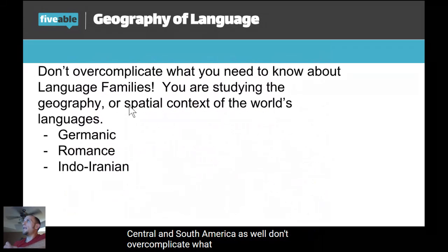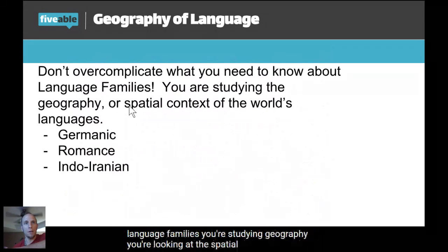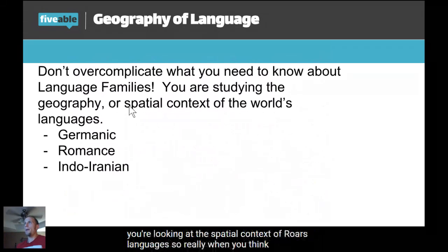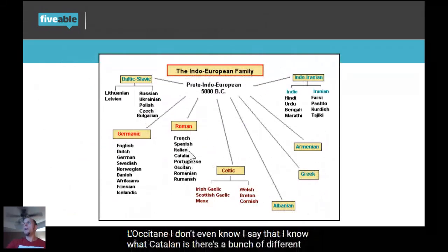Don't overcomplicate what you need to know about language families. You're studying geography, you're looking at the spatial context of world languages. So really, when you think about this, there's a lot of stuff on these maps. There's a lot of stuff on these language family charts that looks pretty intimidating. What is Occitan? I don't even know how you say that. I know what Catalan is. There's a bunch of different Romance languages, but really, I'm going to break it down and help you know how to gear your studying for these things.